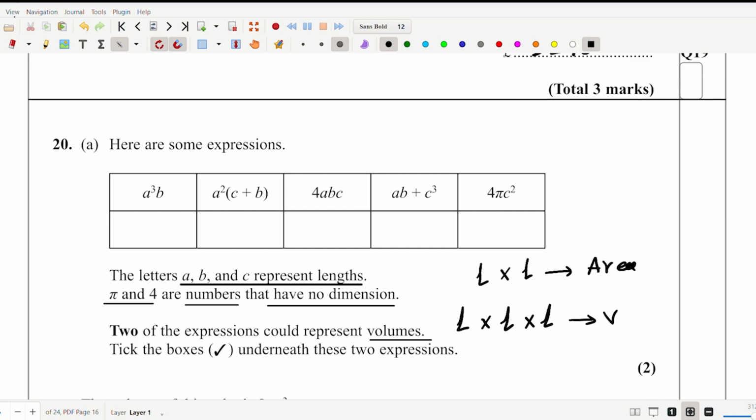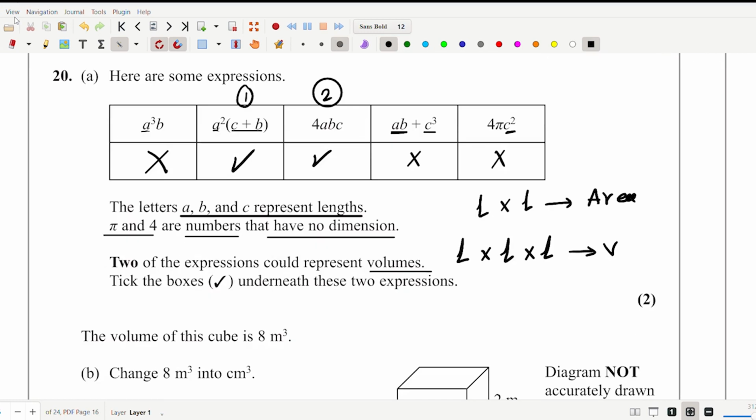So in this case, a cubed is a length a times a times a, which is a volume, times another length b. So this will not work. A squared is an area, times length plus length, which is a length, so multiplied by the area, you will get a volume. So this is right. And here a length times length times length, so this also works. But here a volume plus length is something else. Here c squared is an area, so this will not work. So these are the volume expressions.